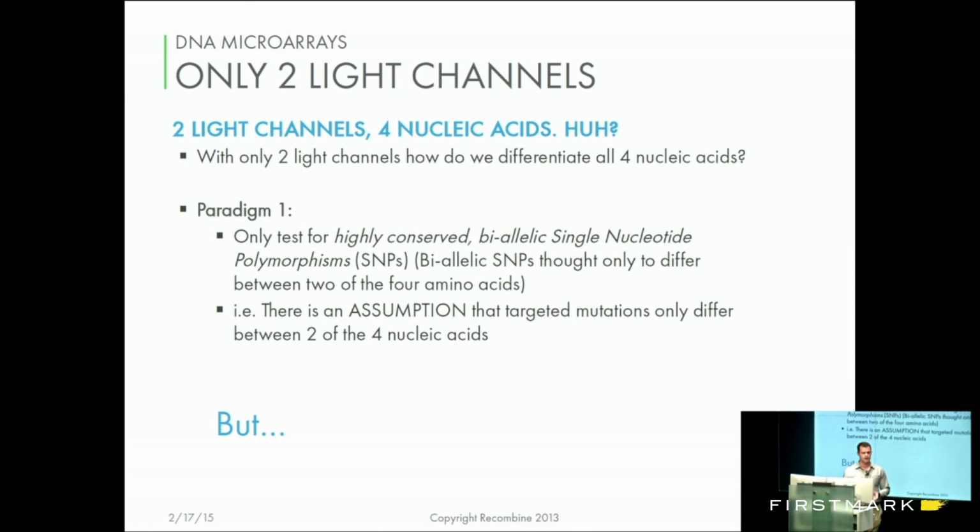But when you only have two light channels and there's 4 possible nucleic acids, isn't that a problem? Can't we only determine like 2 of them? So one of the paradigms was we should only test for highly conserved single nucleotide polymorphisms that only differentiate between 2 bases. So that means regions of the genome where we pretty much say that every human being only has either A or T. They won't have C or G. And that's what we were told to test for. But this is an assumption. We can't actually know that every human being on the planet only has A or C, not T and G.